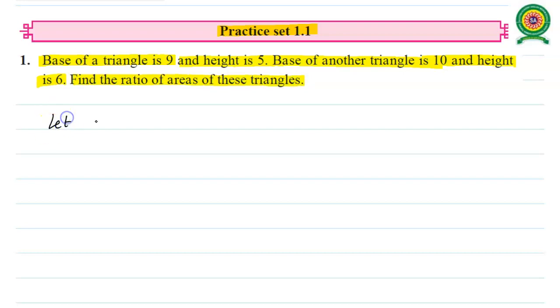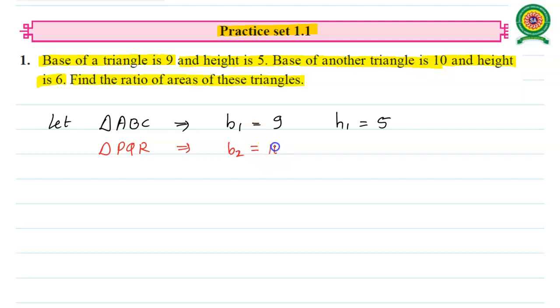So let us consider one triangle, ABC. In it we are given the base, I would like to call it B1, as 9 and the height H1 as 5. Then the next triangle we will call PQR. In triangle PQR we have the base B2 as 10 and the height H2 as 6. So now we have to find the area of triangle ABC divided by the area of triangle PQR.